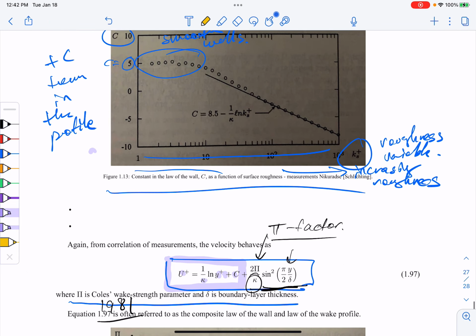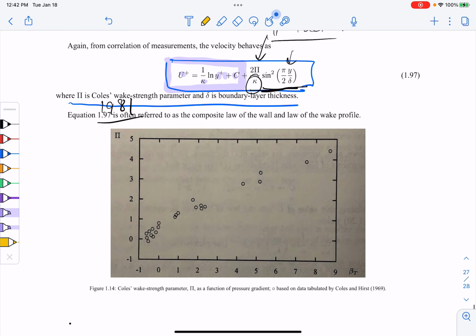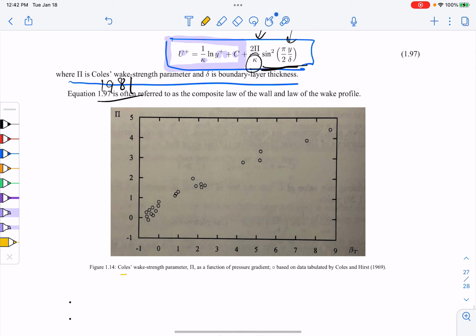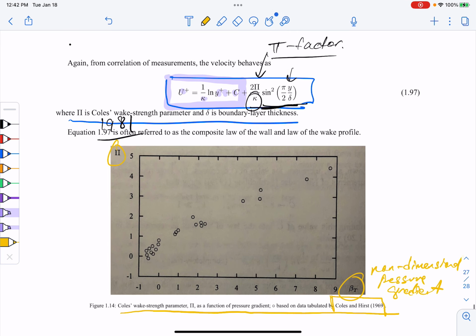Now pi actually has a special meaning. It has to do with pressure gradient. So here's Cole's wake strength parameter. Pi is a functional pressure gradient. And there's the original paper if you want to read it, Coles and Hirst, 1969. So this is non-dimensional pressure gradient. Right there. And then there's pi, which is in the numerator of this equation.